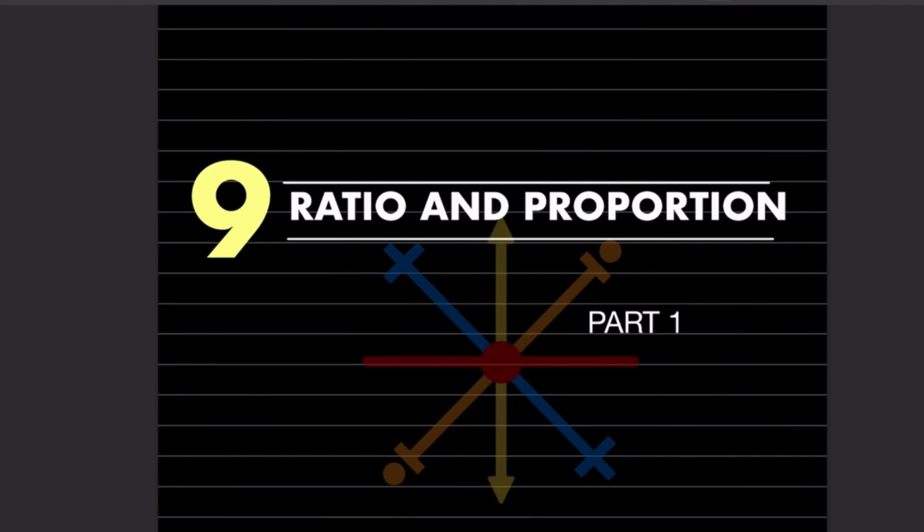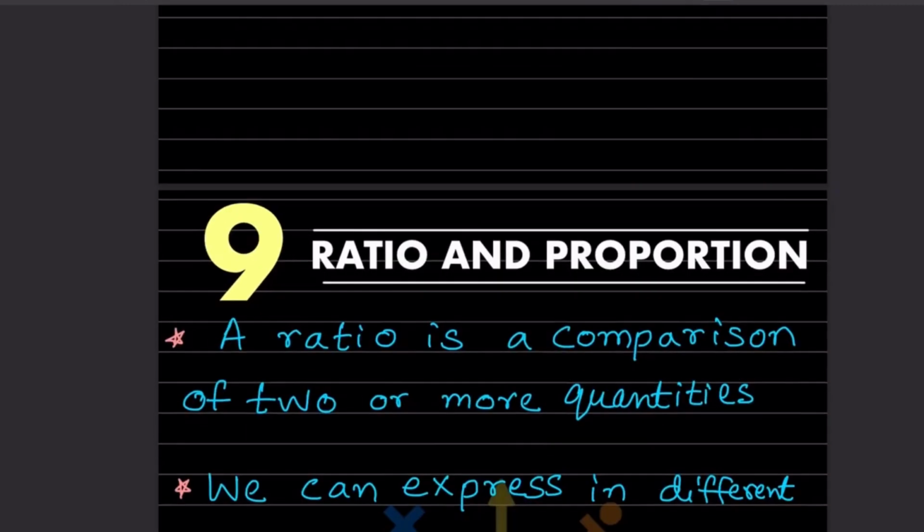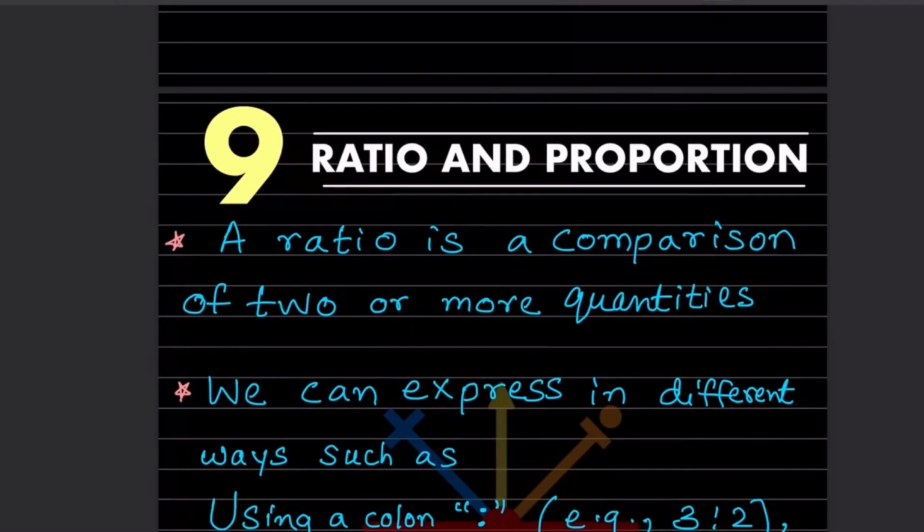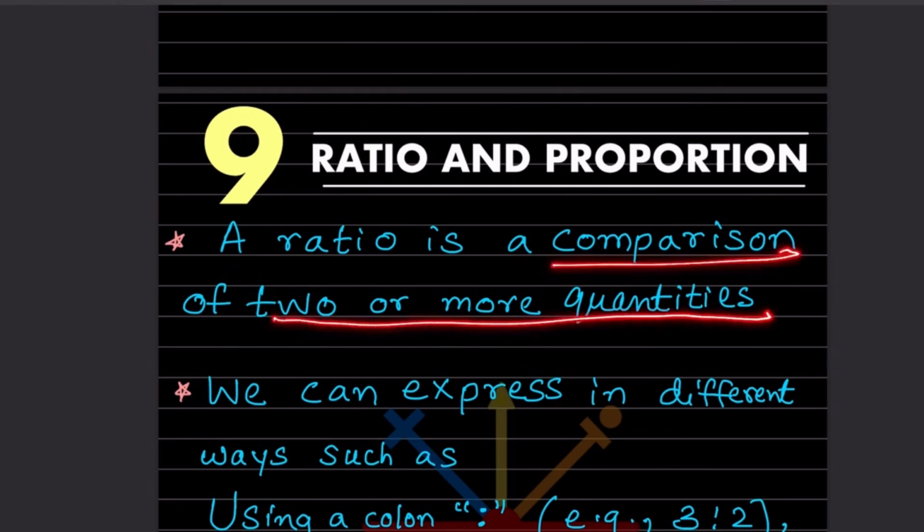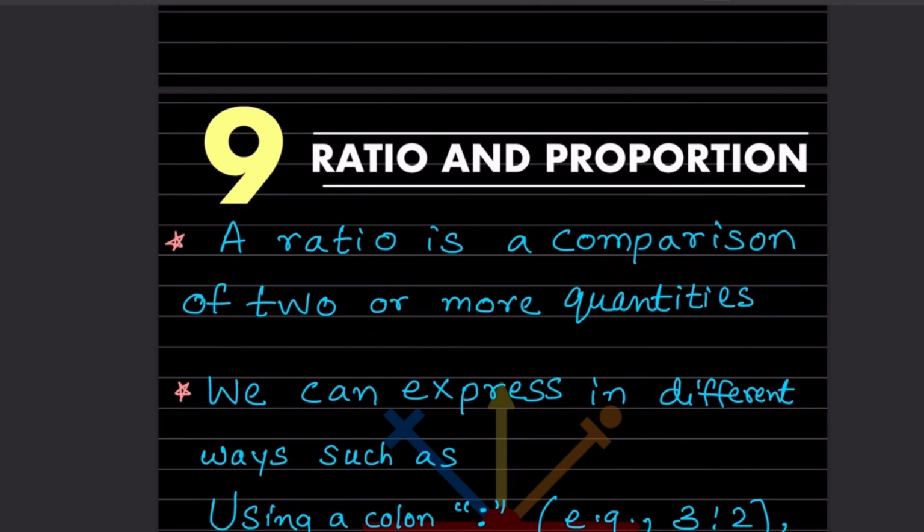So this is the first part of chapter 9, that is ratio and proportion. Now let us see what a ratio is, first in a simple way. A ratio is a comparison of two or more quantities. So this is the first point that you have to remember.